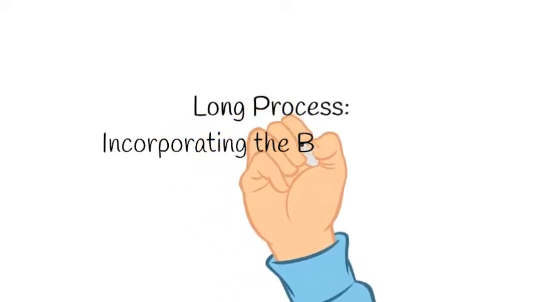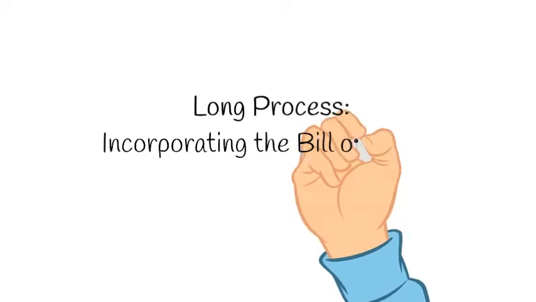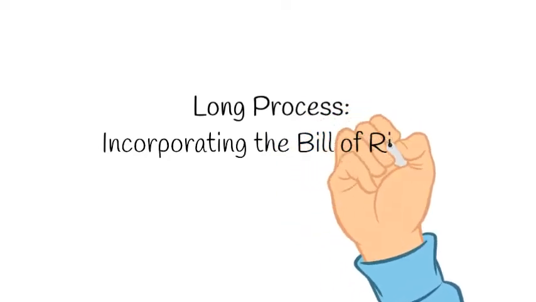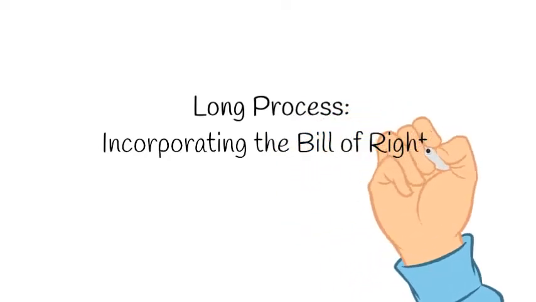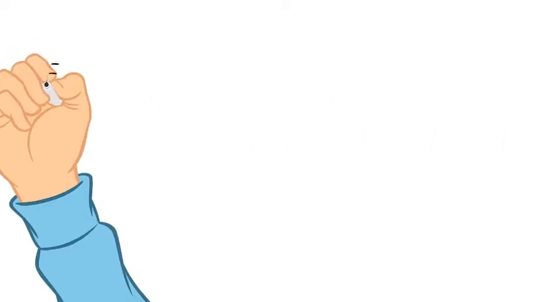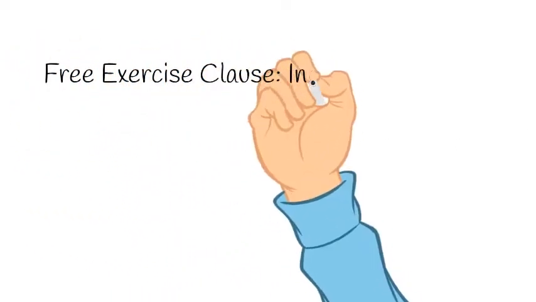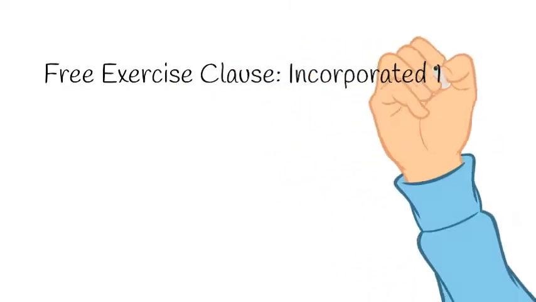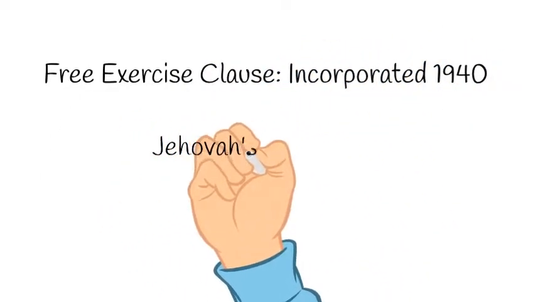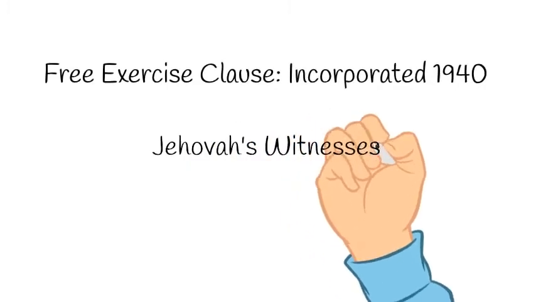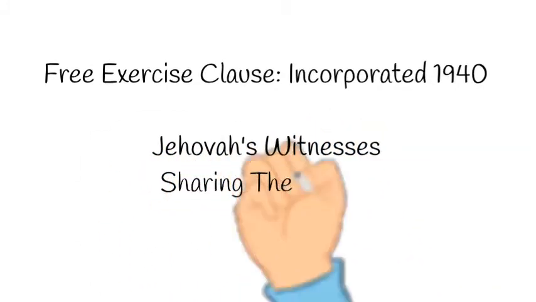Incorporating all of the Bill of Rights was a long process because relevant cases needed to be appealed through the judicial system to the Supreme Court. The Free Exercise Clause was not incorporated until 1940, when a case about Jehovah's Witnesses sharing their faith on the streets in a Catholic neighborhood came before the court.